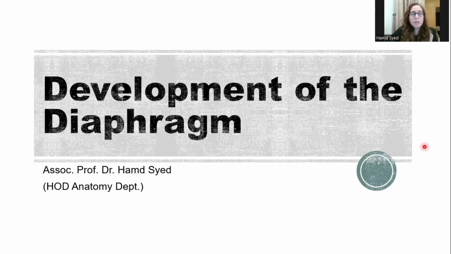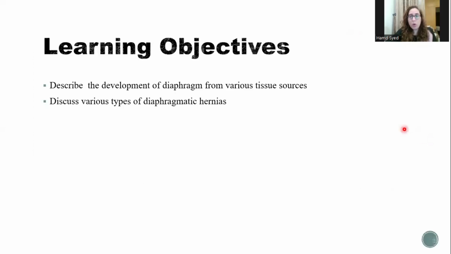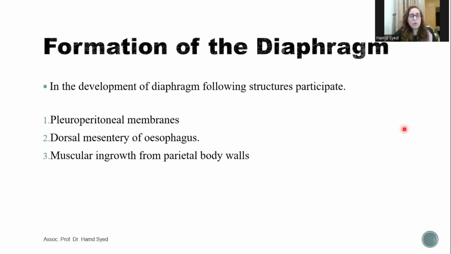So today I'm going to discuss the topic of embryology, which is development of the diaphragm. Now, today's learning objectives, we shall be talking about the embryological source tissue of the diaphragm, and also in the end, I'll be talking about the different types of diaphragmatic hernias and a few MCQs that we shall discuss at the end. So let's talk about the formation of the diaphragm.